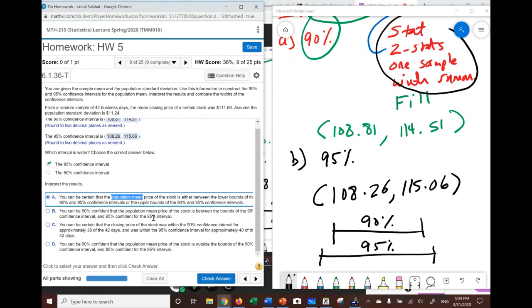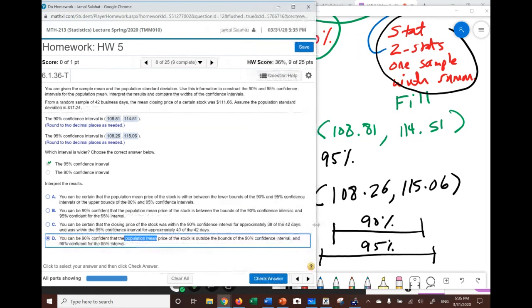It's good. Let's not finish reading. Let's go to the second one. It talks about population mean. Good. The third one, it talks about what? You can be certain that the closing price, we're not talking about a certain closing price. We talk about population mean. The last one talks about the population mean. So all of those, A, B, and D, talk about population mean. The question will be, which one is the correct one?